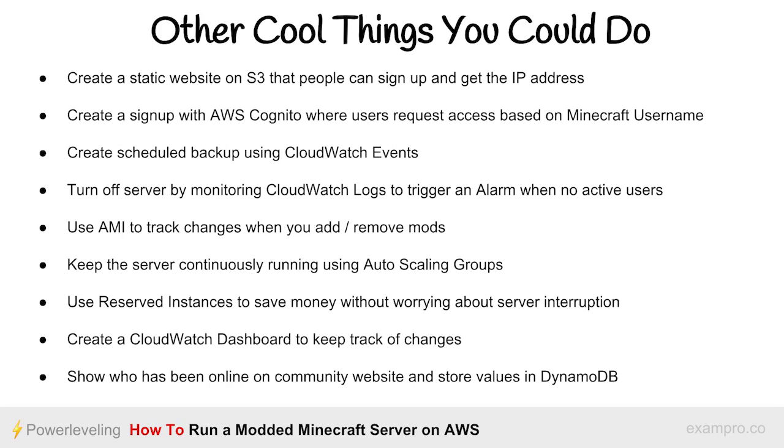Back on CloudWatch, another thing you could do is set up a change management log. So if you have, say, multiple people working on the server, everything that's done to it could easily be tracked. Finally, another thing we actually do on our Community S3 site as well is using DynamoDB, you can write and display a list of active users at any given time, so people on the website could easily see who's online and playing at the moment.